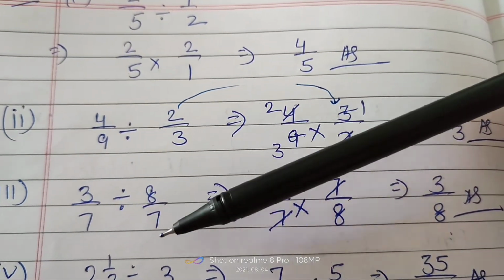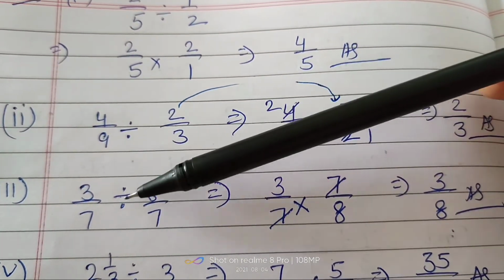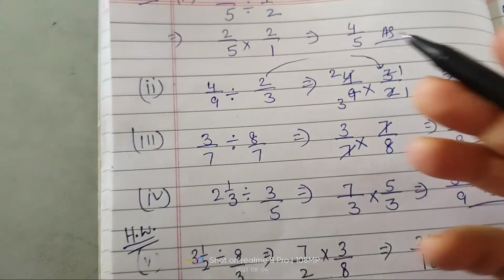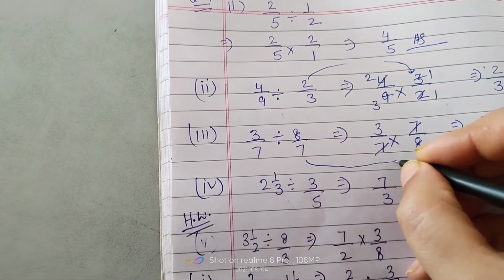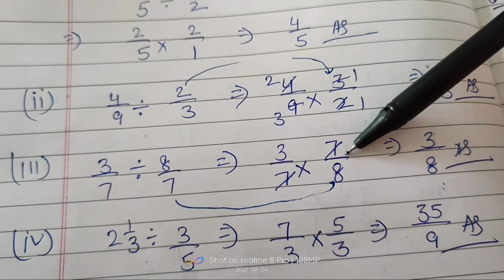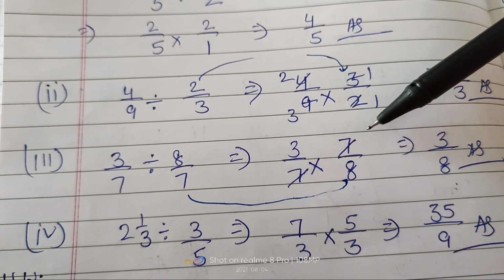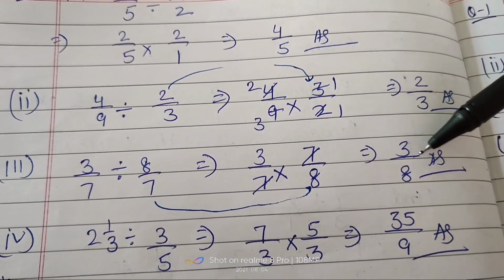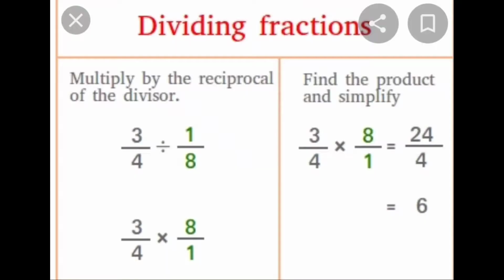3/7 divided by 8/7. Divide is changing into multiply. So 8/7 becomes 7/8. The 7 in numerator and denominator cancel out. So the answer is 3/8.